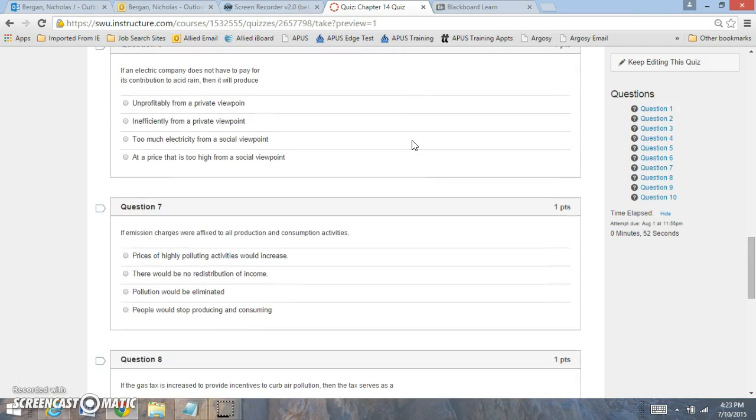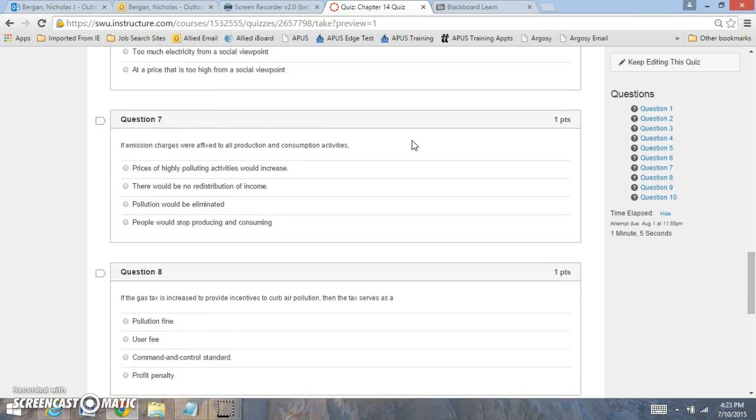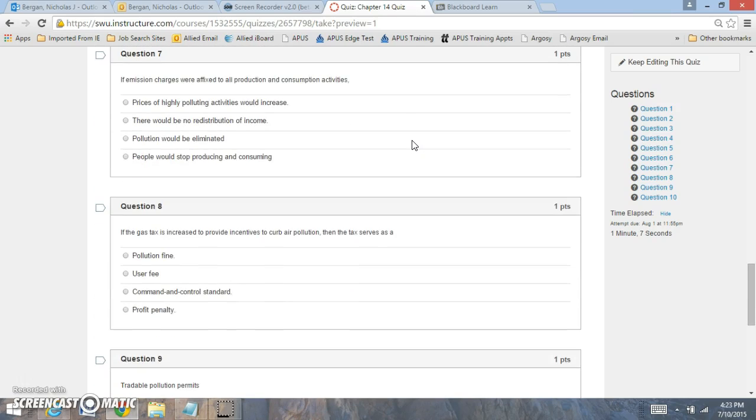Question 6, an electricity company does not have to pay for its contribution to acid rain. So if they don't have to pay for what they did, this will bring a social issue into the market. Question 7 looks at emission charges. When you look at emission charges, how does that influence production and consumption?